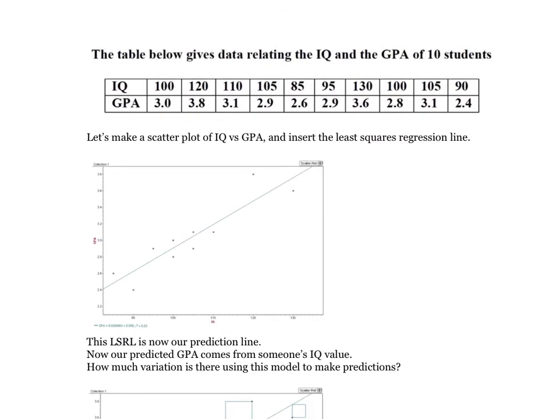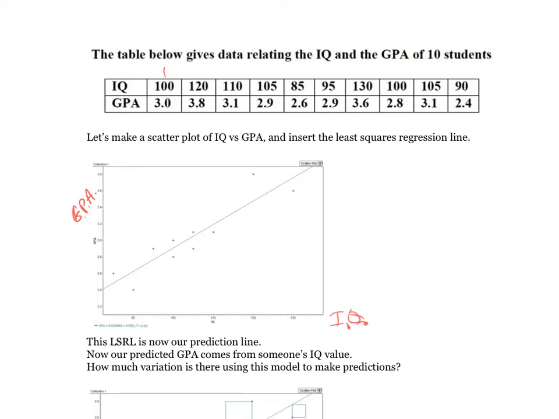Okay, so now I have the same 10 people. Person 1 would be here, but notice now I have an IQ and a GPA. So now instead of using person number 1 and making a graph, person number 2 like we did last time, I'm going to use their IQ as the explanatory variable, or the X variable, and their GPA as the Y variable.